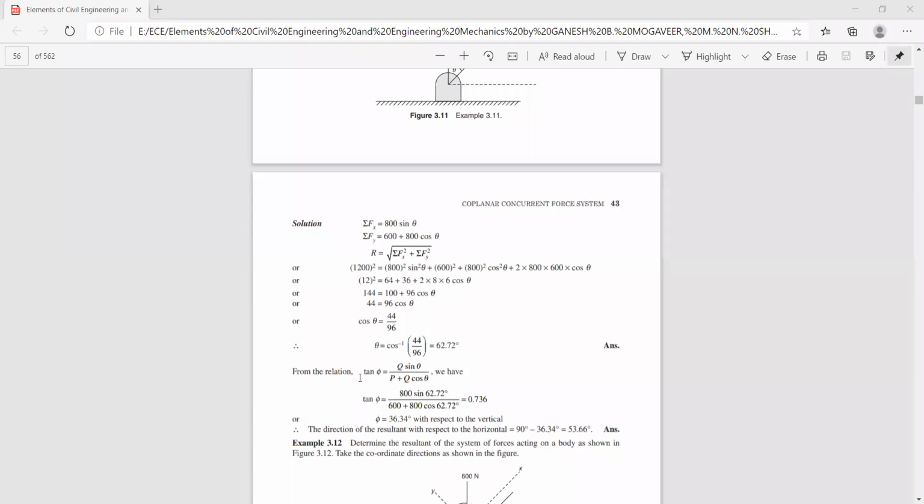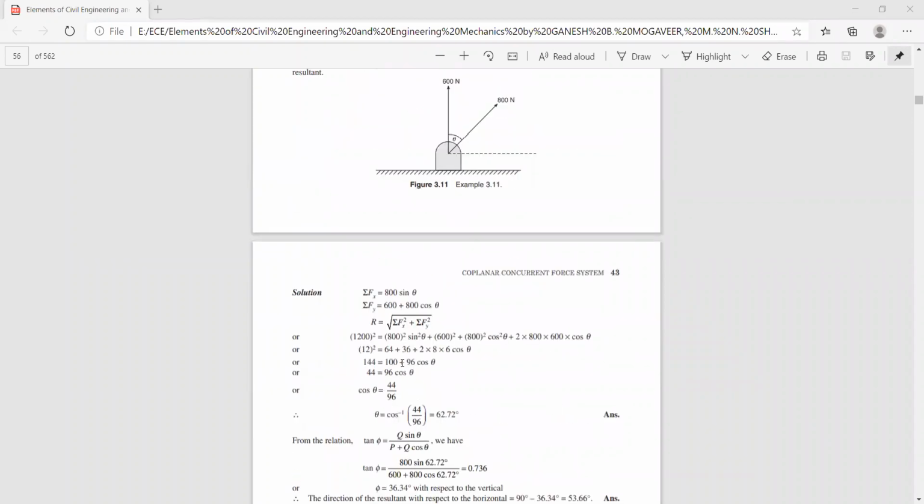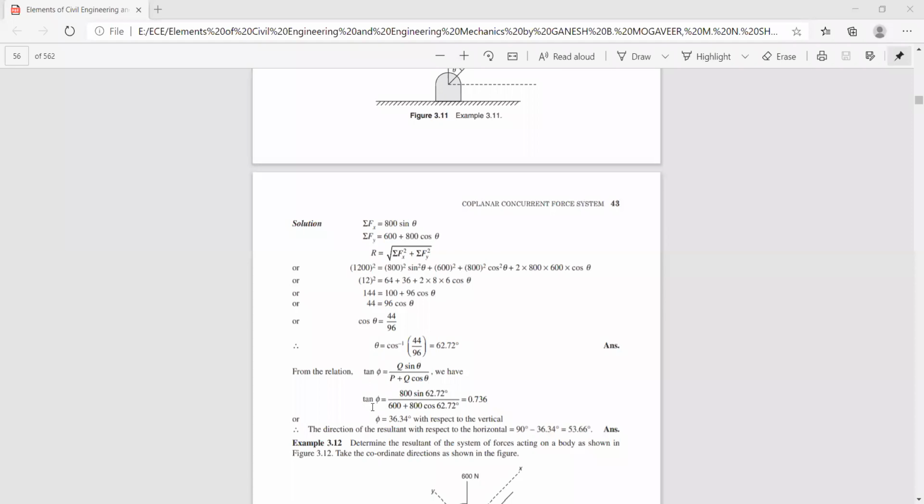So this we have discussed in the law of parallelogram of forces, how to find the direction of the resultant, that is q sine theta divided by p plus q cos theta. You can call these forces as p and q, or else you can find sigma f of x and sigma f of y. Then you can find out the value of the direction of the resultant, that is tan alpha, or here he has taken it as tan phi, whatever it may be. So it works out to be about 36.34 degrees with respect to the vertical axis.